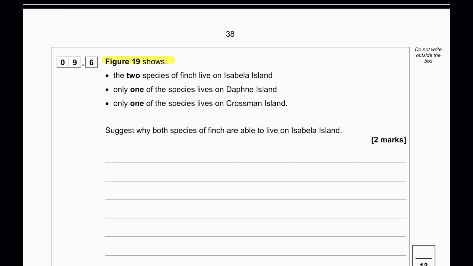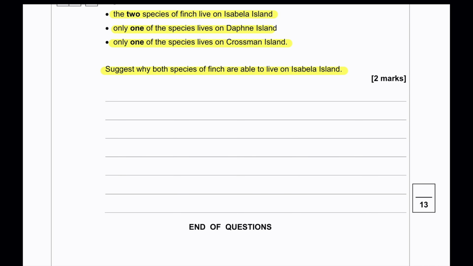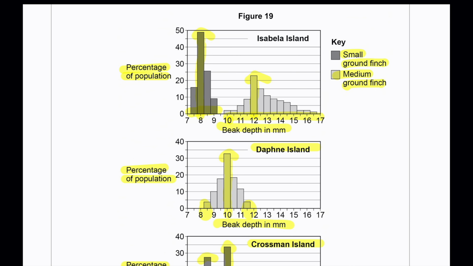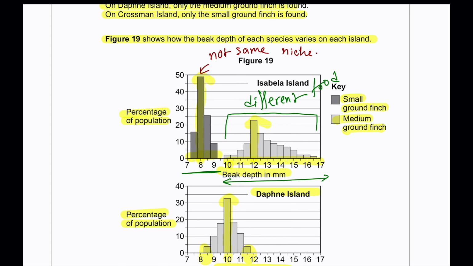Figure 19 shows two species of finch live on Isabella. Only one species lives on Daphne Island and only one species lives on Crossman Island. Suggest why both species of finch are able to live on Isabella Island. Looking back at the information for Isabella, we see that the beak sizes do not overlap, meaning on Isabella Island, the medium ground finch has different food compared to the small ground finch. So not the same niche or the same food.